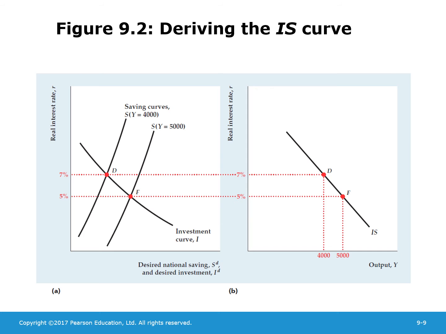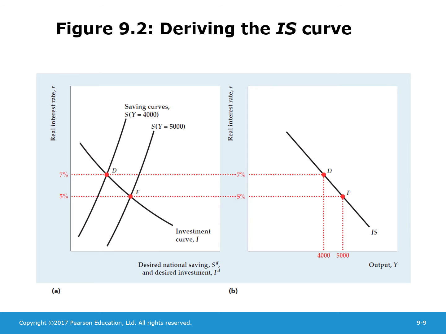So how do we derive the equilibrium in the goods market? We draw the saving and investment against the real interest rate. This is figure A. On the left hand side we have figure A, and on the right hand side figure B. So in panel A, or figure A, we draw the investment curve as a downward sloping curve because the relation with the real interest rate is negative.